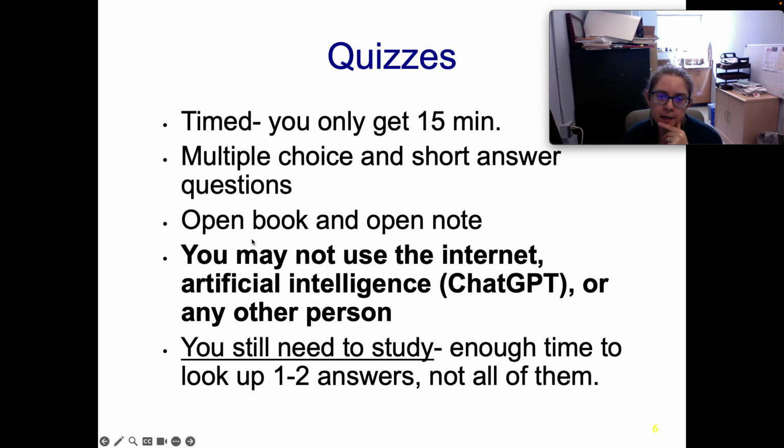I also want to point out that they're open book and open note. Your notes or the PowerPoint slides that I provide. Or I'm going to give you a term list if you want to write down the definitions for all the terms to have right in front of you before the quiz. That would be a wonderful thing to do. But it is not open internet. That means you should not be Googling the answers. You should not be using artificial intelligence. Do not type the questions into ChatGPT.